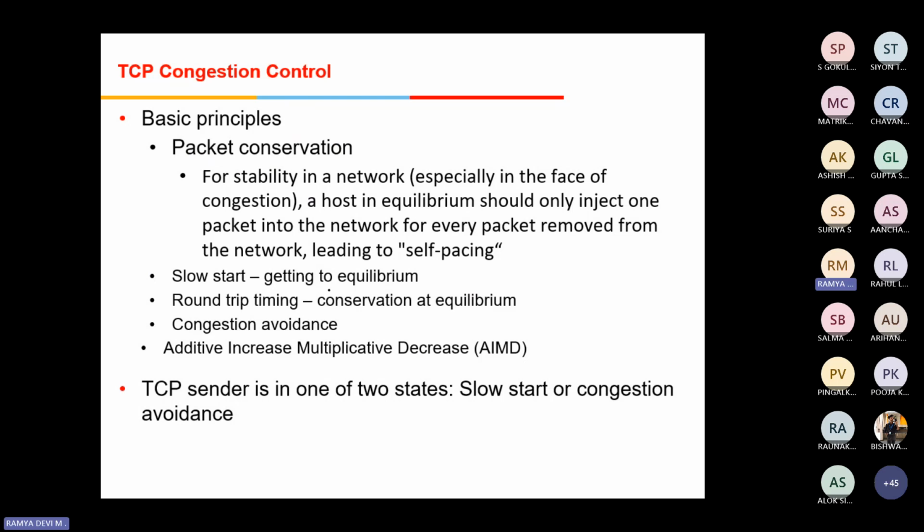So what is the basic principle? Packet conservation. The foundation of TCP congestion control is packet conservation. For every packet that leaves the network, the sender should inject exactly only one new packet. Okay, so it leads to self-pacing, where the sender naturally adjusts its rate to match the network capacity. So we can ensure stability in a congested network by avoiding bursty traffic and maintaining an equilibrium.